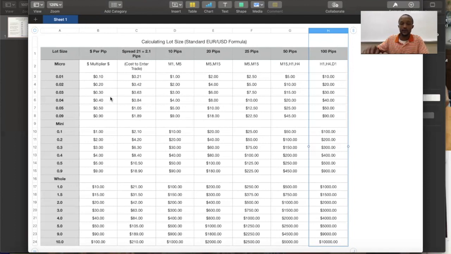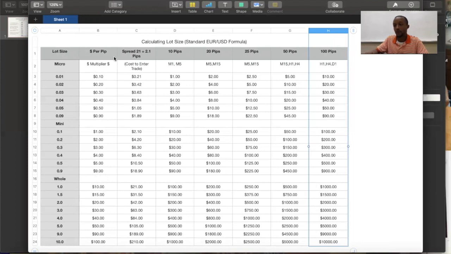So with Euro USD, your micro lot or 0.01 lot size is going to be worth about 10 cents per pip. Now that's going to differ depending on what the current price is, but it's going to be very close to 10 cents per pip. And once you venture out into your minor pairs, this 10 cents might change to 9 cents, or a dollar might change to 93 cents, or $10 might change to $9.33. But once again, very close to the standard calculation.